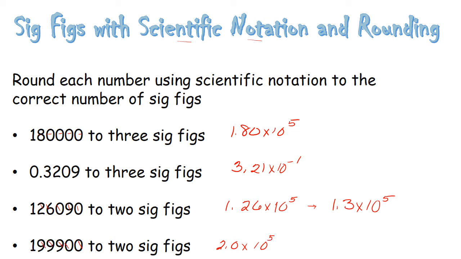Now this one would probably give some students a hard time. Since I want 2 sig figs, I only care about these first 2 digits. This 9 says round that up. Well, yeah, that's kind of hard. Another way to think of it is, hey, this 199 is really close to 200, or 19.9 is close to 20. So what we need to do is round up to the next whole number.